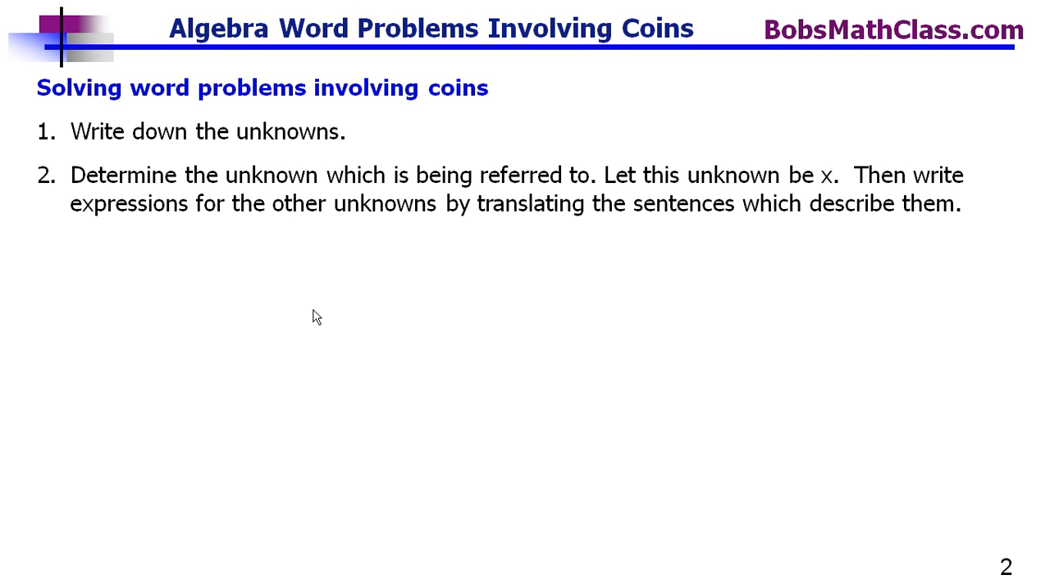Number 2, determine the unknown which is being referred to. Let this unknown be x. So from our unknowns, we have to figure out which one is going to be x. It's usually second in the sentence. They're telling you about one in reference to that unknown. Then write expressions for the other unknowns by translating the sentences which describe them.